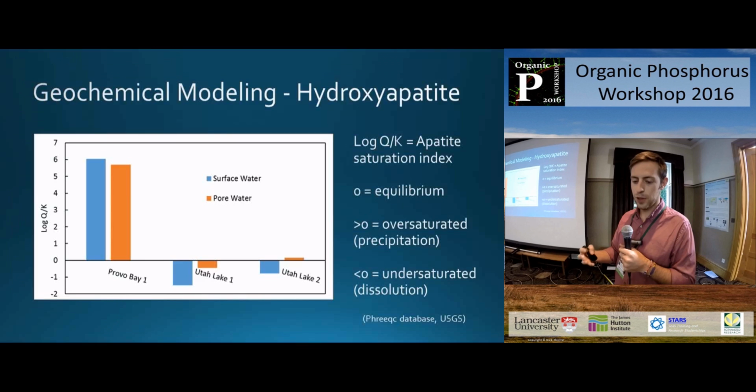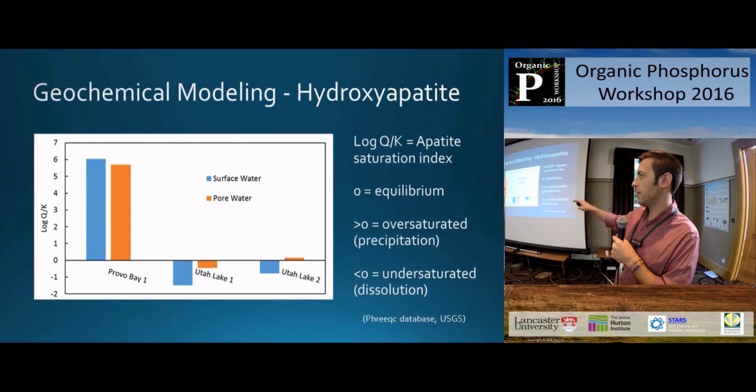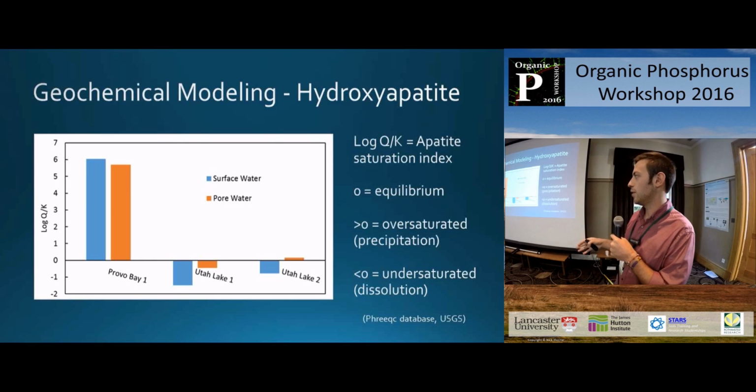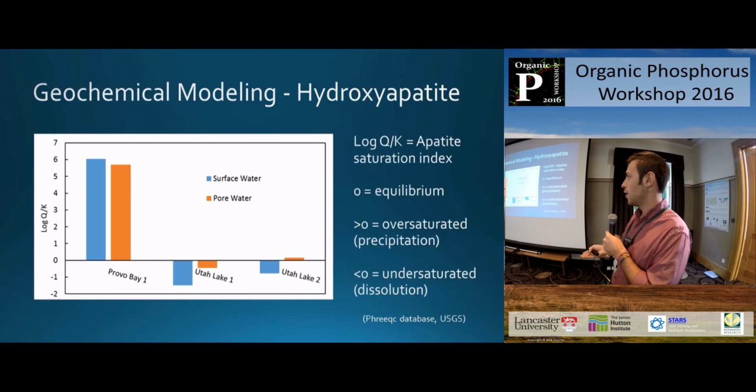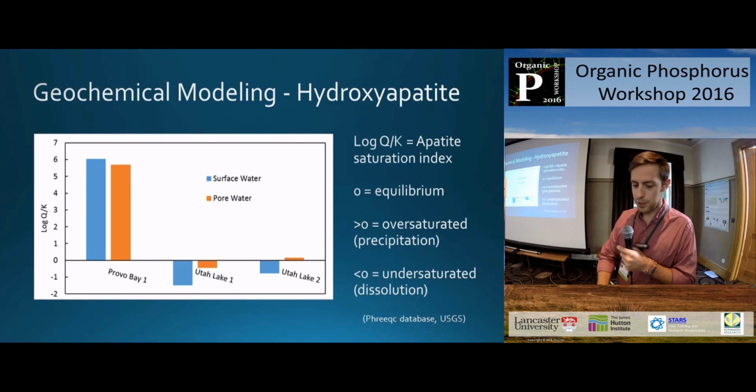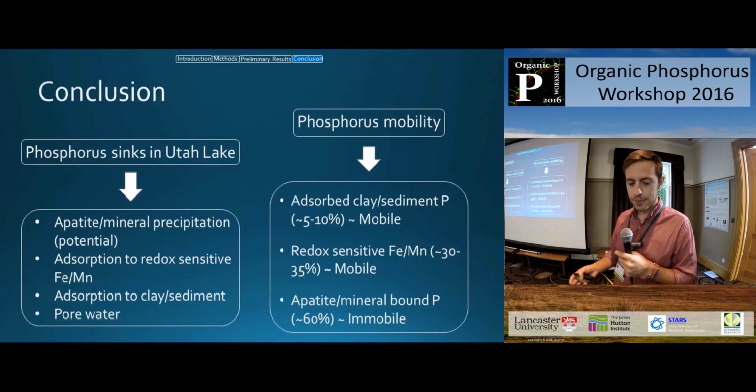I also did some really quick geochemical modeling. Anything above 0 is supersaturated and has the potential to create hydroxyapatite, and anything below 0 is undersaturated and has the potential to dissolve apatite. So we are seeing a real potential in that bay area, but throughout the rest of the lake, not so much, and maybe even the potential to dissolve.